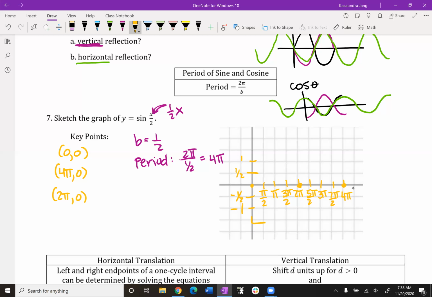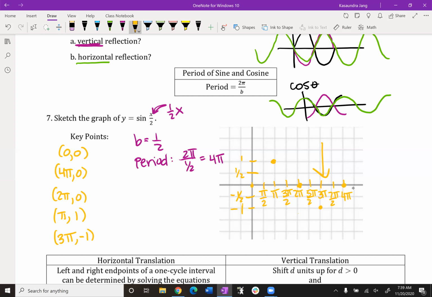But right between these x-intercepts, so between 0 and 2 pi, I should hit my maximum. Between 0 and 2 pi is 1 pi, or just plain pi. So I'm going to hit the point (pi, 1). Okay, there's my max. And then between the x-intercept at 2 pi and the x-intercept at 4 pi, right in the middle is 3 pi, and that should be my minimum, so that'll go down to a negative 1. So (3 pi, negative 1).